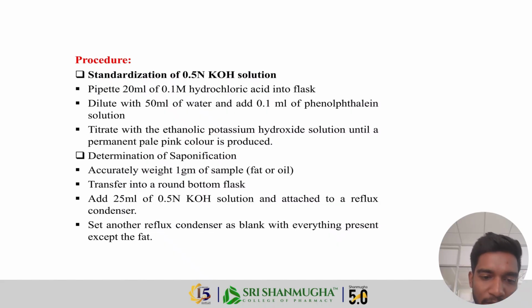Next one, determination of saponification. Accurately weigh 1 gram of sample. Transfer into a round bottom flask. Add 20 ml of 0.5 normality potassium hydroxide solution and attach a reflux condenser. Set up another reflux condenser as a blank, with everything present except the fat.